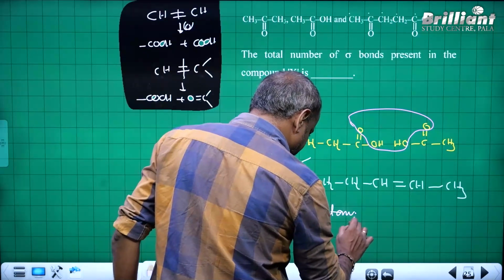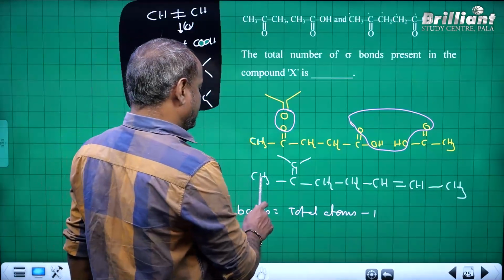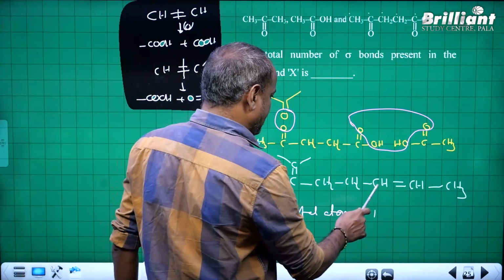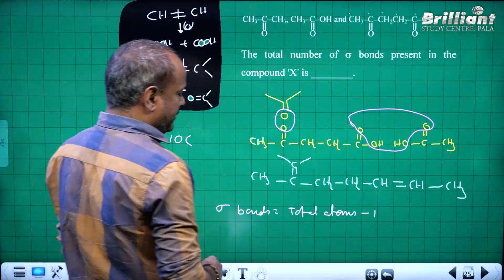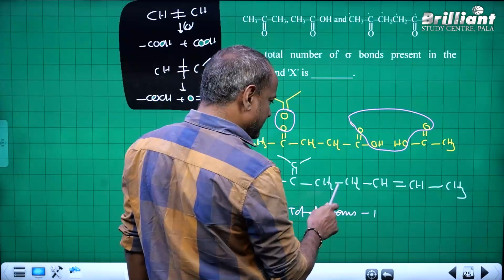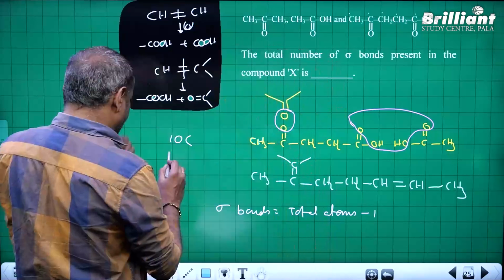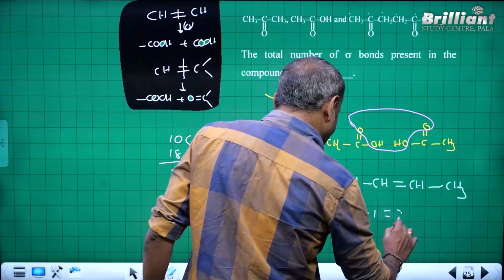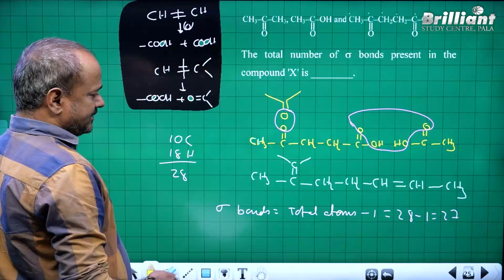Total atoms minus 1. Total atoms means 1, 2, 3, 4, 5, 6, 7, 8, 9, 10, 10 C. Hydrogens are 3, 6, 9, 11, 13, 14, 15 plus 3, 18, 28. So 28 minus 1, 27. So let us check the compound once again.